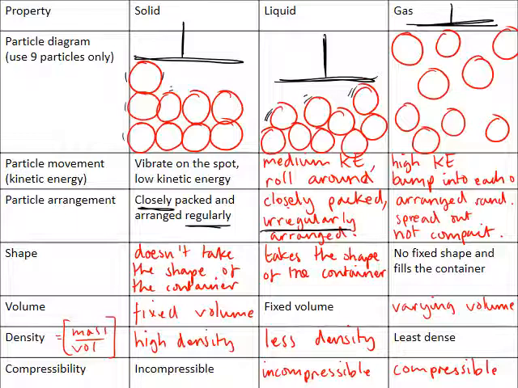So the gas's volume can change, whilst the liquid and solid's volume is pretty much fixed. Your shape: your solid doesn't take the shape of the container. It's got its own fixed shape, and that's because the particles are held together by intermolecular forces, and they don't move. Liquid, on the other hand, the intermolecular forces are a bit weaker, so they can still move around each other, but the intermolecular forces hold the particles together, but not in a fixed shape. So they're not as strong as in solid.